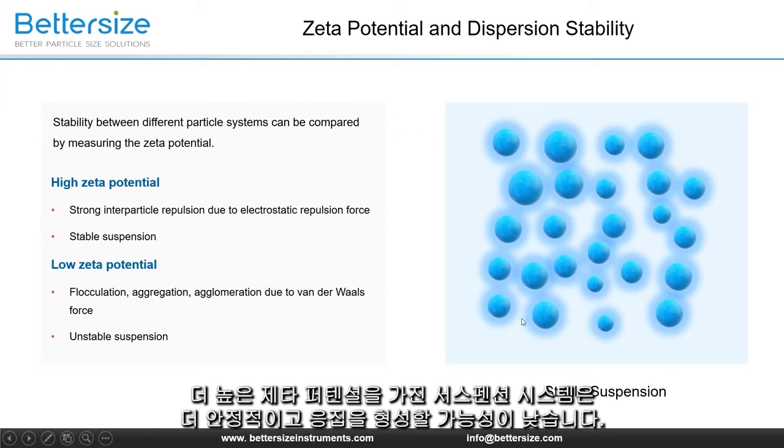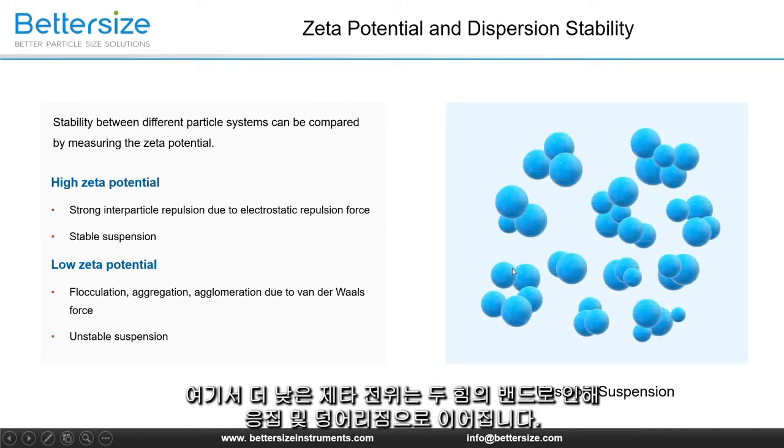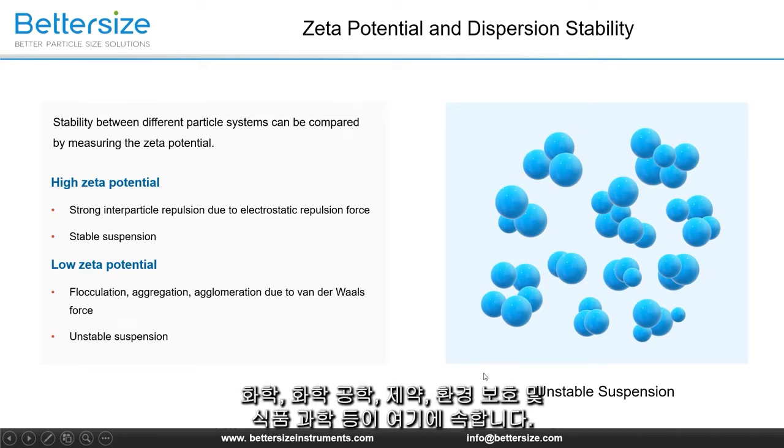Suspension system with higher zeta potential tends to be more stable and less likely to form aggregates, while lower zeta potential leads to flocculation, aggregation, and agglomeration of particles due to van der Waals force. Measuring zeta potential is a significant application to many industries, including chemistry, chemical engineering, pharmaceuticals, environmental protection, and food science.